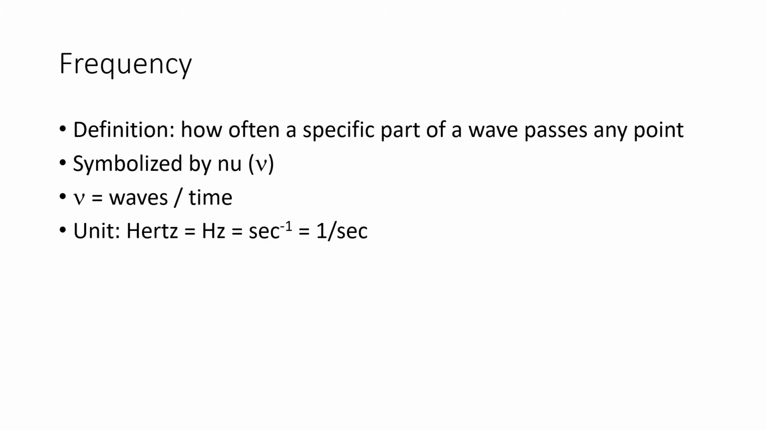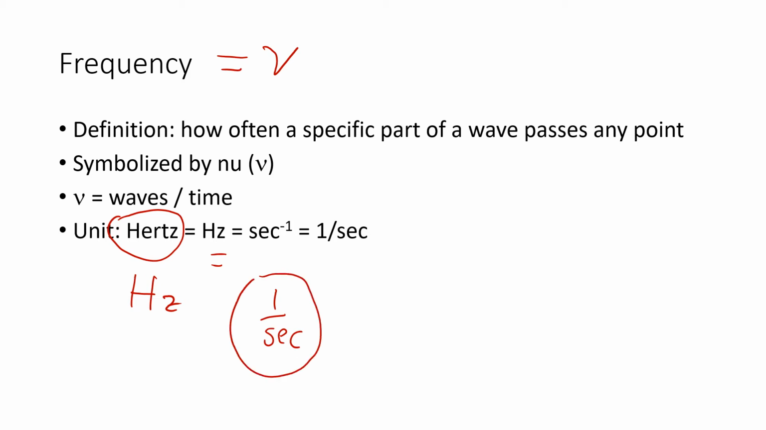Frequency refers to how often a specific part of a wave passes any point. So it's symbolized by nu, and it's the Greek lowercase n. So it's not a v, but it's a lowercase n in Greek. What it means is waves per time or over time. So the unit for frequency is actually hertz, capital H, lowercase z. It's actually 1 over seconds. So this is something to keep in mind whenever you're solving these problems, is that when you see hertz, it's going to be 1 over seconds.